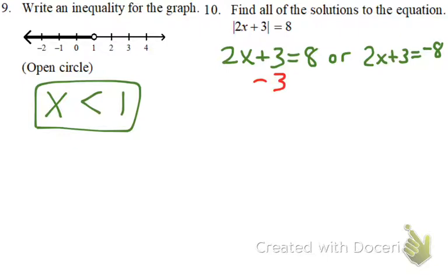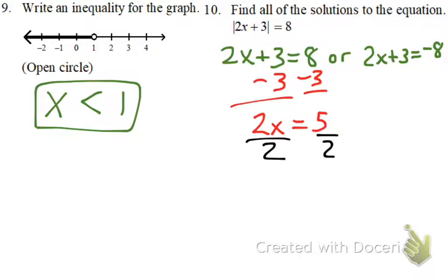Two-step equations, subtract 3, get 5. Divide by 2, and you get 5 halves, or you can say 2.5, or 2.5 if you prefer.